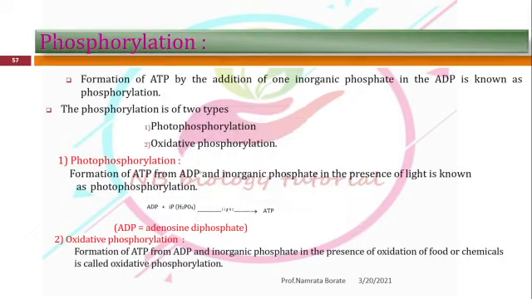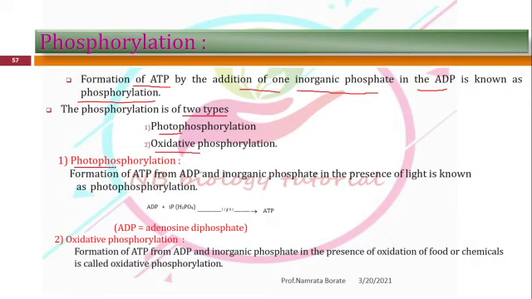Afterward, we see the next phenomenon, that is phosphorylation. So what is phosphorylation? Means the formation of ATP by the addition of one inorganic phosphate to ADP is known as phosphorylation. This phosphorylation is of two types. First one is photophosphorylation, and the second one is oxidative phosphorylation.